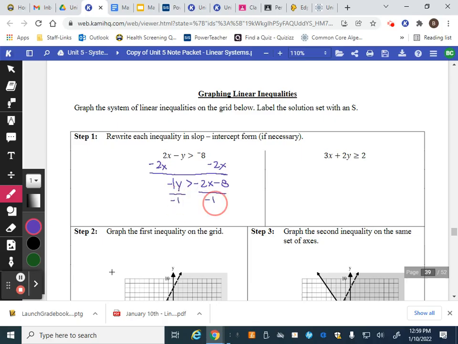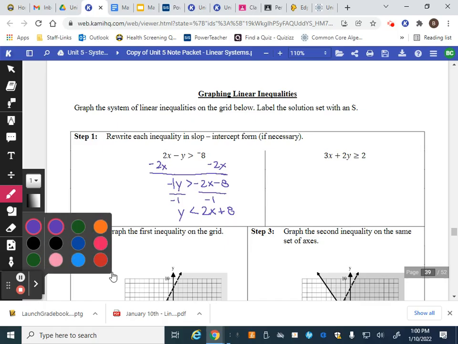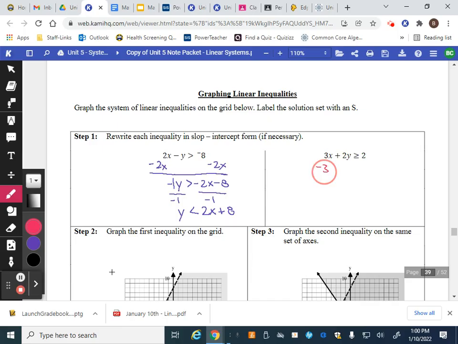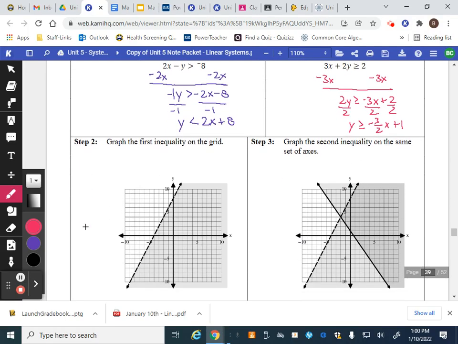And remember, when you divide by a negative, the inequality has to flip. But y is less than 2x plus 8, that's ready to go. And y is greater than or equal to -3/2 x plus 1. All right, so those we're going to graph.